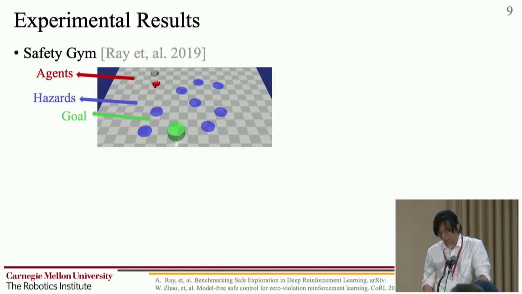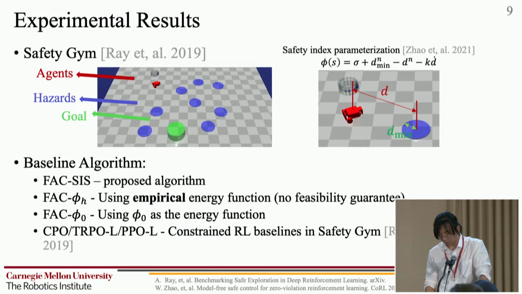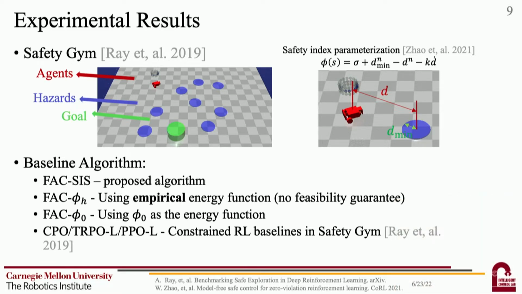We conduct experiments on the Safety Gym, a commonly used reinforcement learning benchmark. The agents must avoid the hazards to achieve the goal. We use the safety index parameterization in our previous work. We compare our algorithm with some baseline RL algorithms, including RL with empirical energy function, RL with safety certificates, RL with safety specification as the energy function, and common constraint reinforcement learning algorithms provided in the Safety Gym.